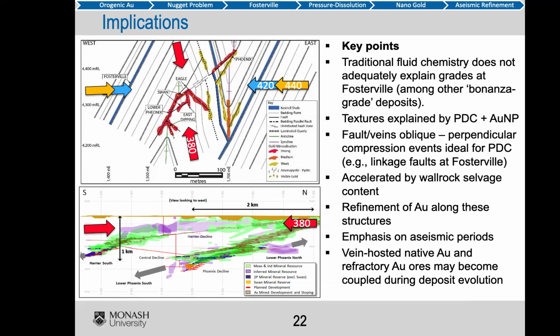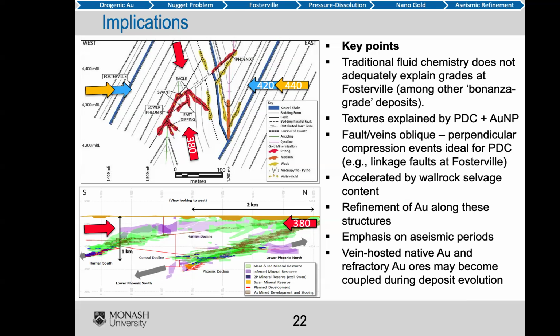And then you have basically a refinement of gold along these stylolitic seams, and it's accelerated by wall rock selvage content. So if you have many, many wall rock selvages or many, many laminations in a quartz vein, you basically have more pressure dissolution fronts, so you could remove more ore from your ore vein. And then it just puts an emphasis on the aseismic period of orogenic deposits, because we all focus on the exciting earthquake part, but not so much the in-betweens.